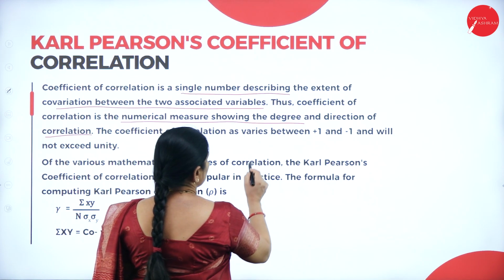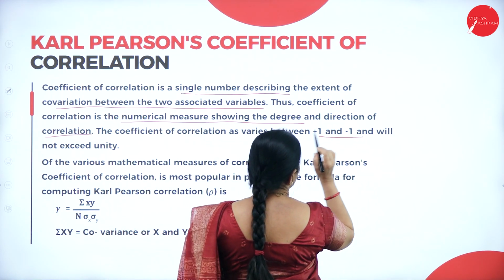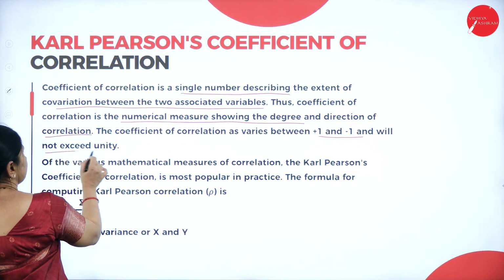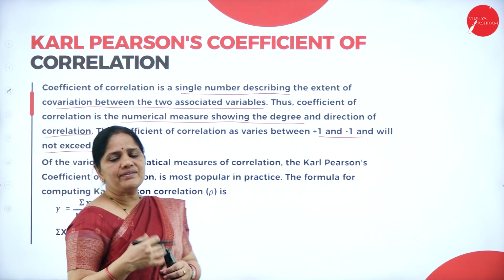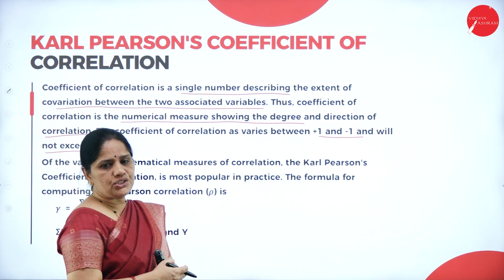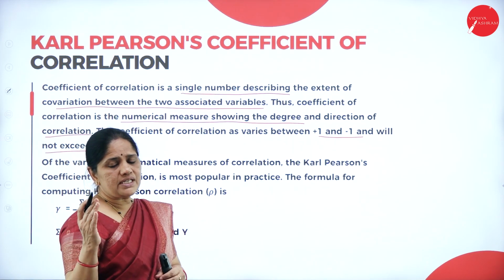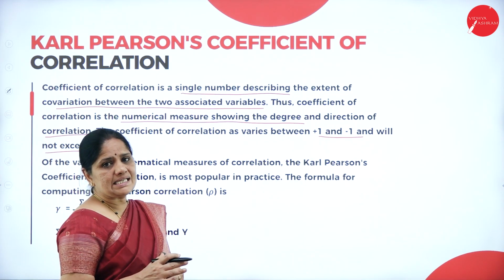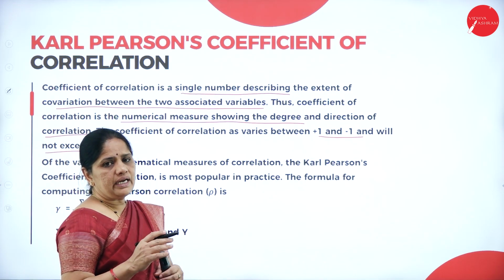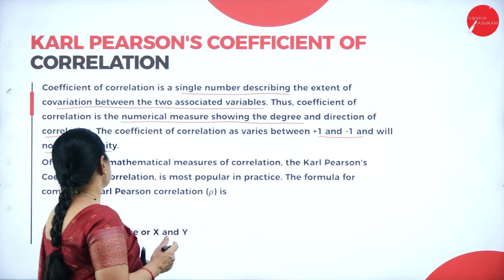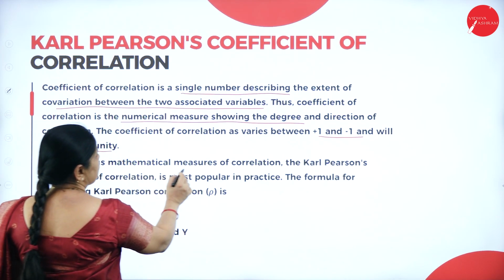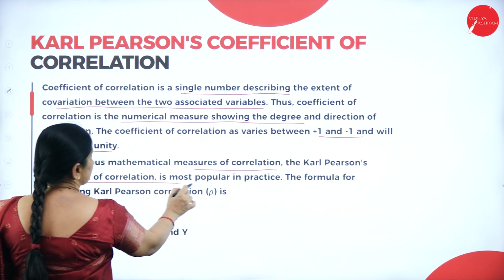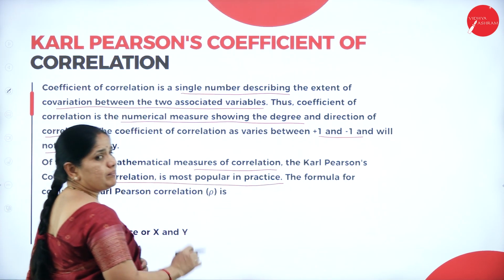The coefficient of correlation varies between 1 and -1 and will not exceed unity. So, usually whenever we are having problems on correlation, it will always be below number 1. So, the values will always be less than 1. So, it will be always in decimals. Then, of the various mathematical measures of correlation, the Karl Pearson's coefficient of correlation is most popular in practice.